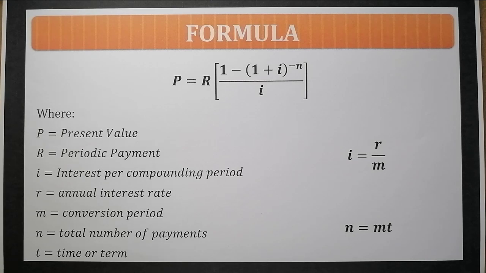equal to R over M, na kung saan ang R ay ang ating annual interest rate, ang M naman ay ang ating conversion period. At ang N naman sa ating formula ay ang total number of payments na makukuha natin sa paggamit ng formula na N is equal to M times T, na kung saan ang T ay ang time or term.